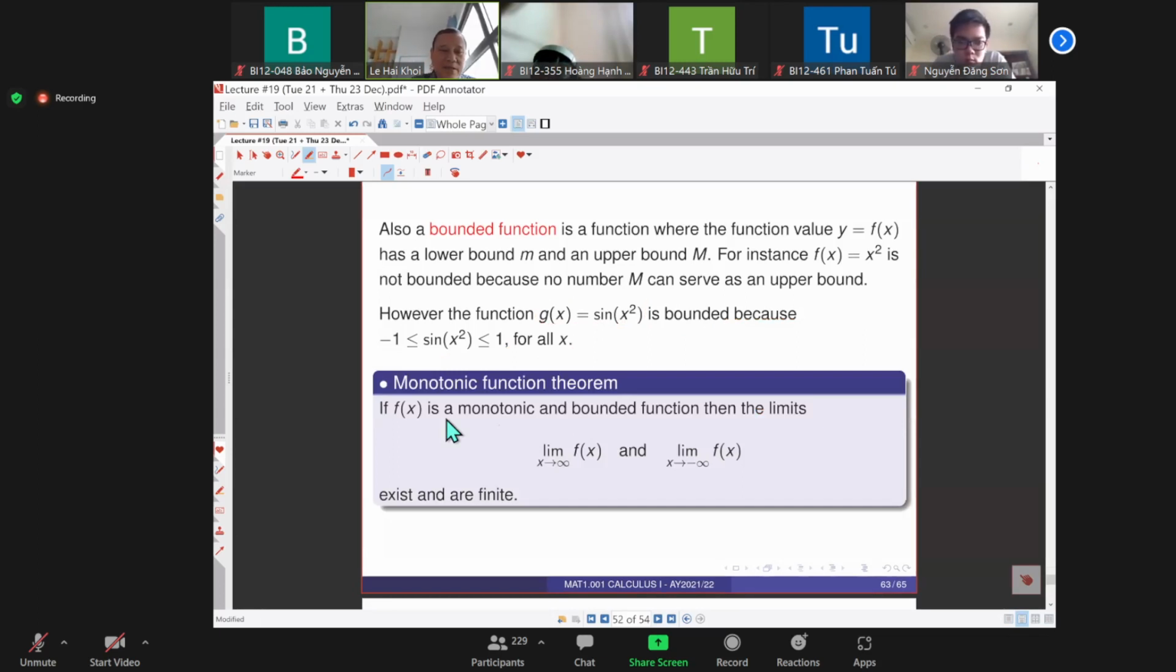If f is a monotonic function, either decreasing or increasing, and bounded, meaning it is both bounded and monotonic increasing or monotonic decreasing, then the limits, both as x tends to minus infinity and x tends to plus infinity, always exist and are finite.